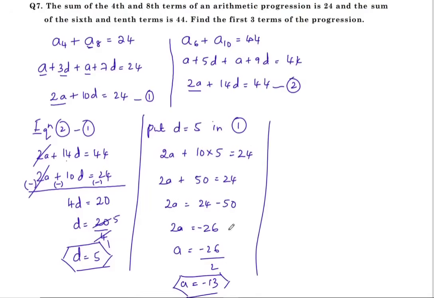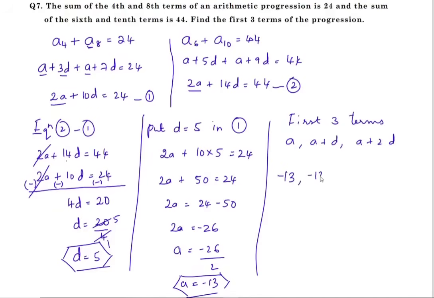Students, what do you need to find out? We need to find out the first three terms of the arithmetic progression. The first three terms are A, A plus D, and A plus 2D. What is the A value? It is minus 13.